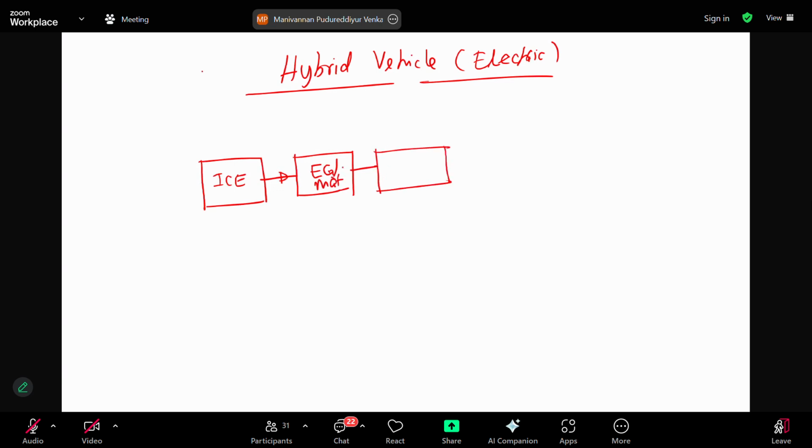It can work as a motor, but if it is a series hybrid, you just work as a generator only, an electrical generator. Then you have the electric motor. The electric motor is going to drive the wheels.